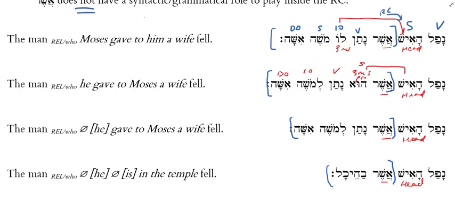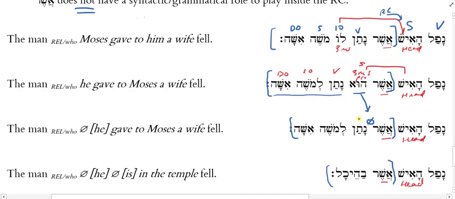Okay, let's take a look at the next sentence. We have Nafal ha'ish, the man fell, and then the Asher clause describes the man. Asher Nathan Moshe Isha. This is almost identical to the previous sentence. The only difference being that the subject pronoun who is unwritten. And you know that because verbs in Hebrew are already marked for person, gender, and number, you do not have to use an overt subject pronoun here. In other words, the subject pronoun could be missing, it could be null, it could be implied.